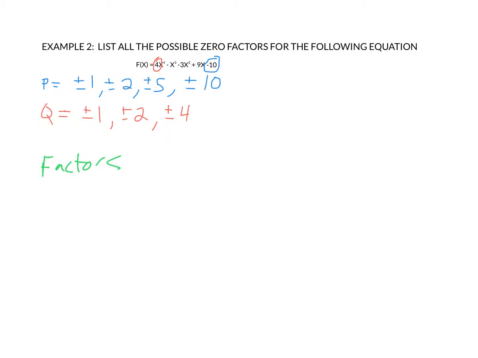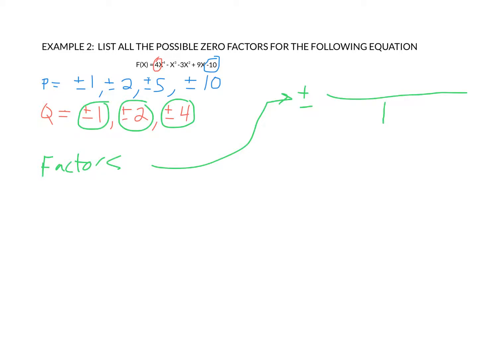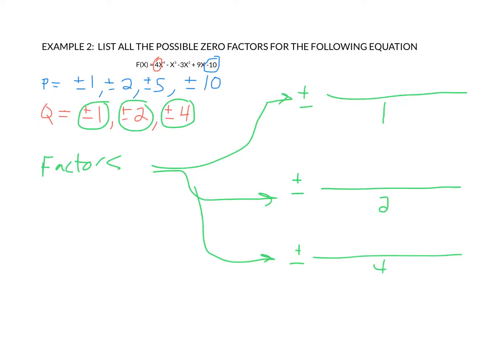Okay, now in this instance, because we have 3 q values here, we're going to set up 3 division lines. Now this first one is going to be plus or minus when our denominator is 1. The second one is plus or minus, and again when the denominator is 2. And the third one is plus or minus when our denominator is 4.